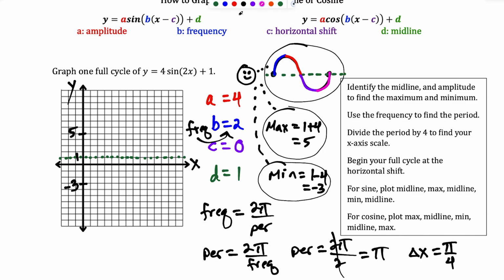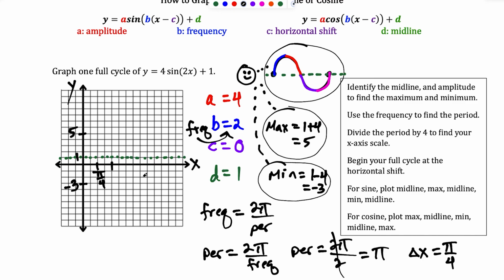And then the next thing to consider is how we're going to set up our x-axis. So we have a delta x equal to pi over 4. We are beginning on the y-axis because our horizontal shift is 0. So now we could just start here. Let's say every 2 jumps is pi over 4, so I'm going to start over here at pi over 4.